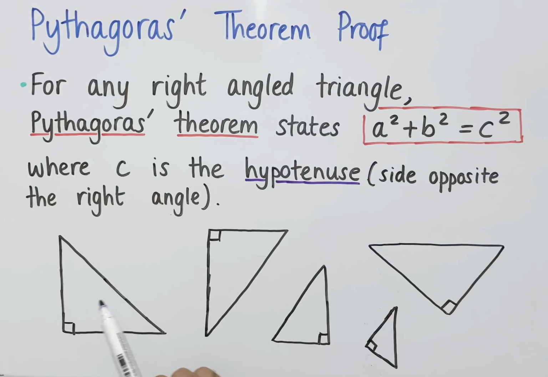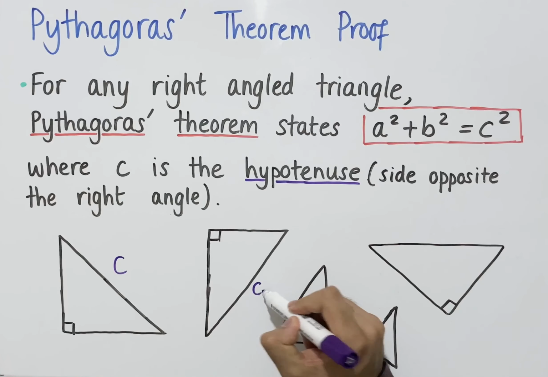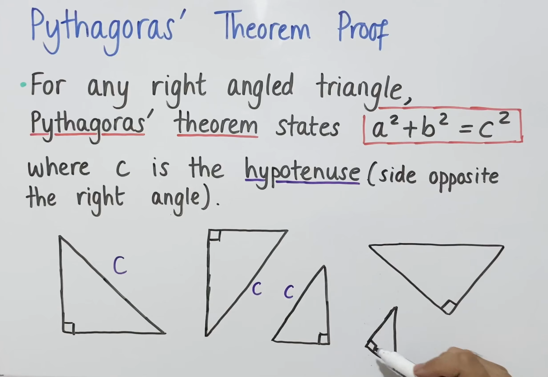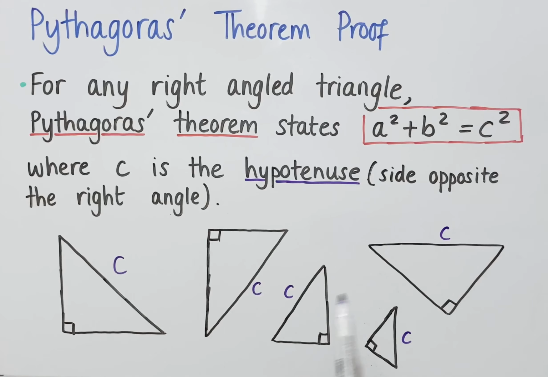So in these 5 triangles, if we first identify the hypotenuse, then we have that the side opposite the right angle in this first triangle is this side, which is the hypotenuse c. In this triangle, the side opposite the right angle is this side, which is the hypotenuse. In this triangle, the side opposite is this side. In this triangle, it's this side. And in this triangle, it's that side. So all of these sides that have been labeled as c represent the hypotenuse of each of these right-angled triangles.